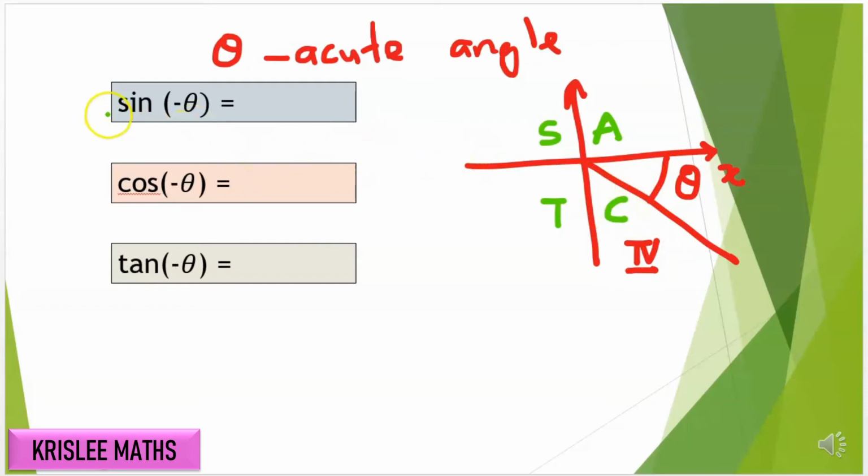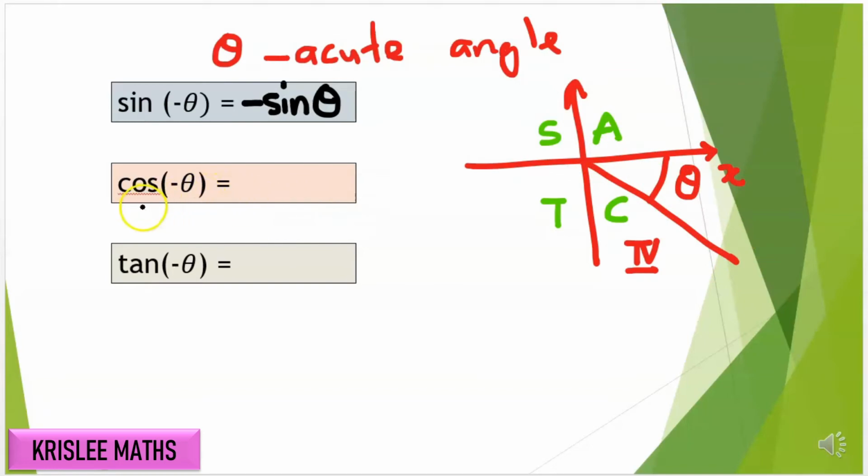So if you want sine negative theta, since we are in the 4th quadrant, sine negative theta will be negative. Why negative? Because in the 4th quadrant, only cos is positive. So negative sine, and the acute angle is theta. Remember, the acute angle must lie between the x-axis and the radius. So this is theta.